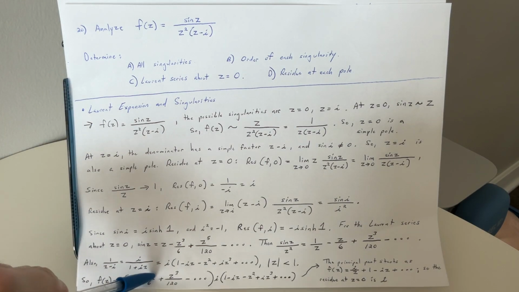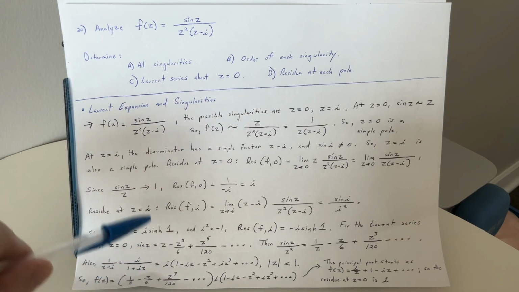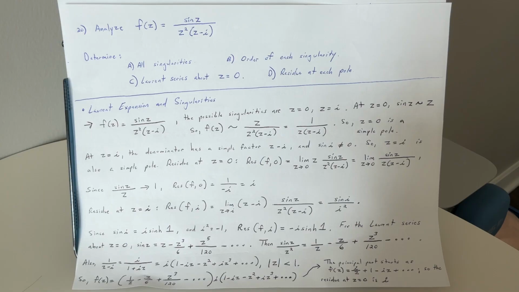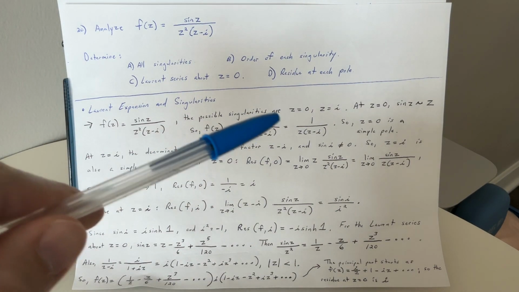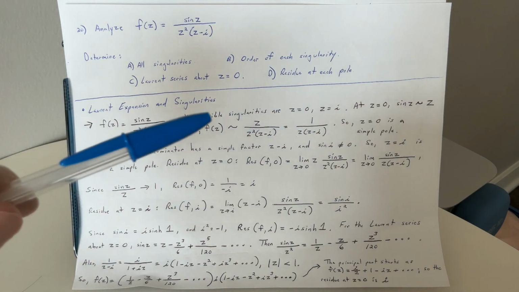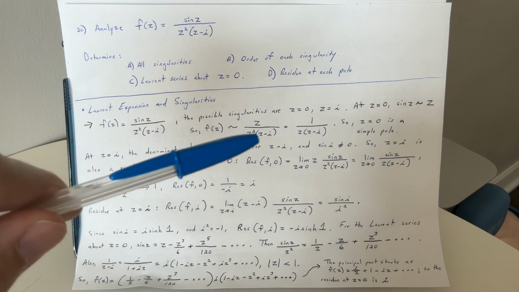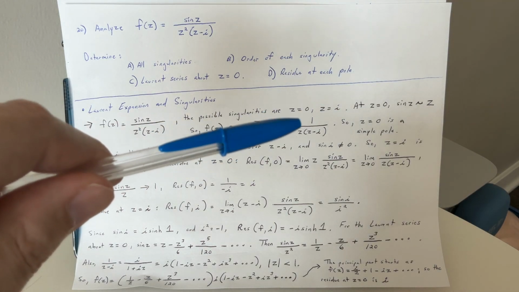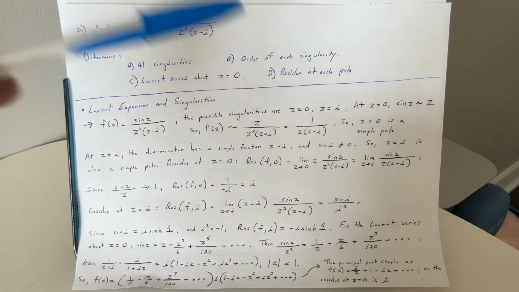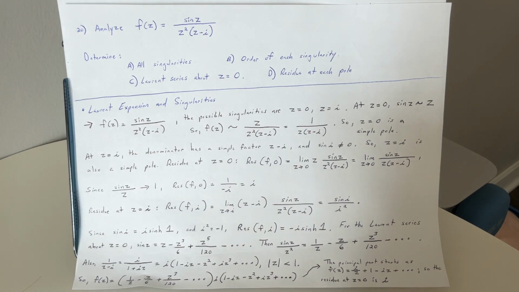Okay, so for this, we have the following. F of Z equals sine Z over Z squared times the quantity (Z minus I). So the possible singularities are at Z equals 0 and Z equals I. And at Z equals 0, sine of Z is asymptotic to Z. So f of Z is asymptotic to Z over Z squared times the quantity (Z minus I), and that equals 1 over Z times (Z minus I). So Z equals 0 is a simple pole.